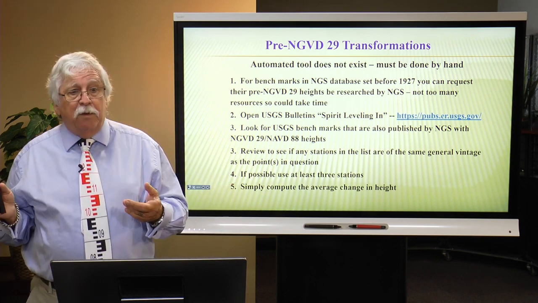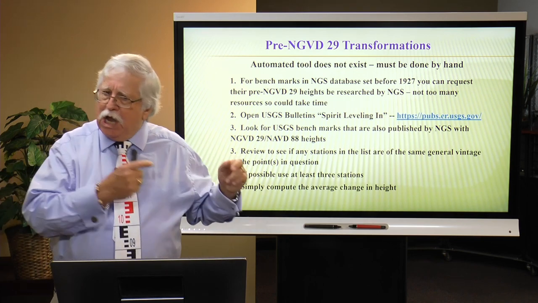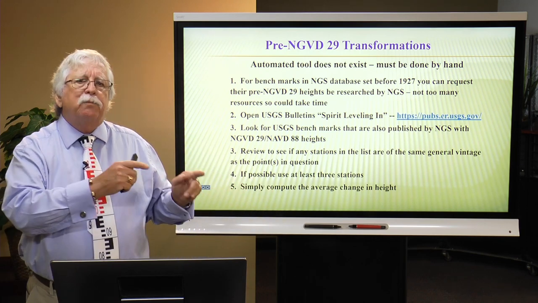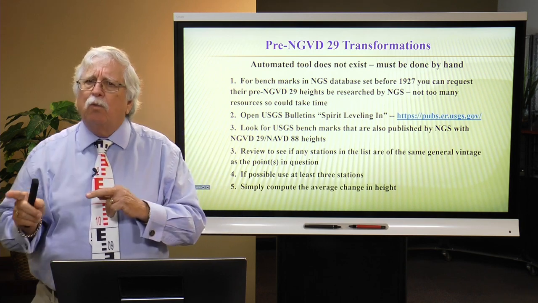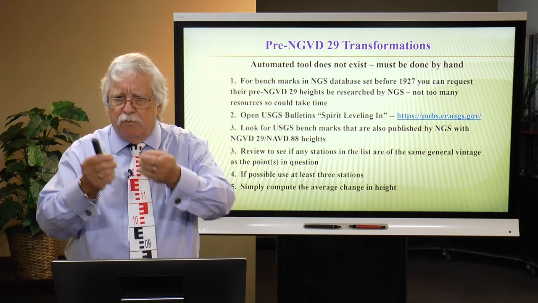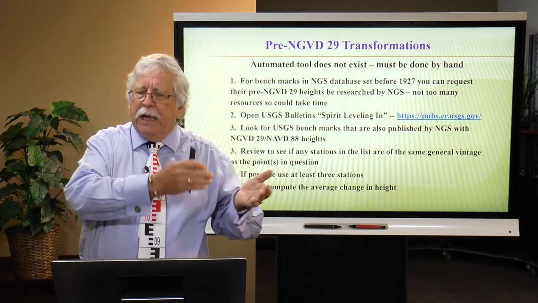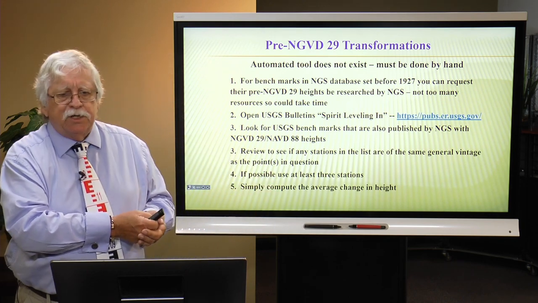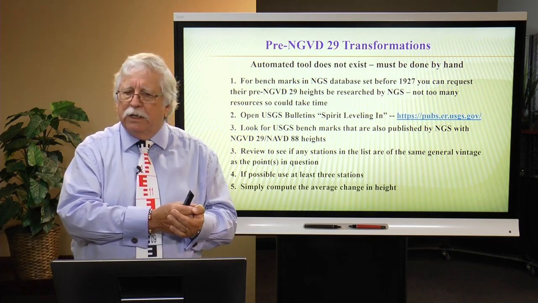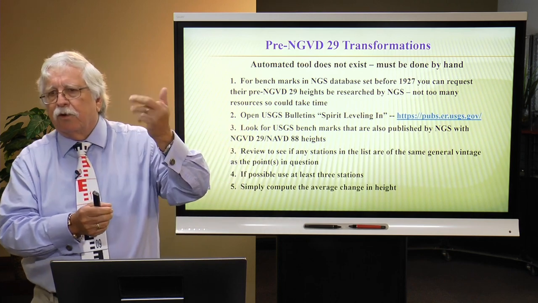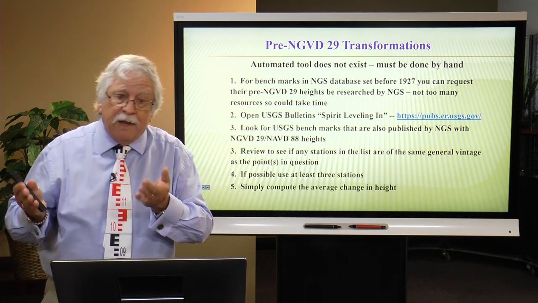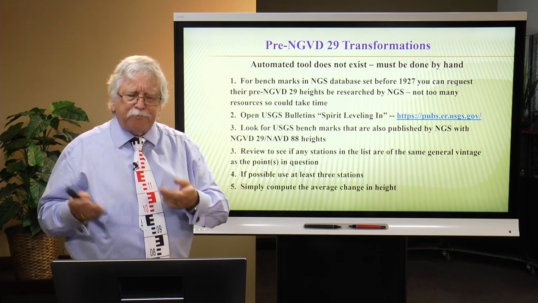A lot of that data is published out there, but not necessarily in the NGS database. They are in older publications, and you have to know where those publications are. So you can request that from NGS. You can submit a request to NGS to say, hey, I have a problem in a particular area and I need to know the height difference before NGVD-29 to either the first, second, third, or fourth general adjustment. Well, somebody would have to go do that research. And that, as it says here, could take some time.